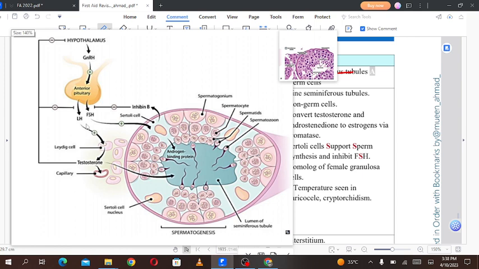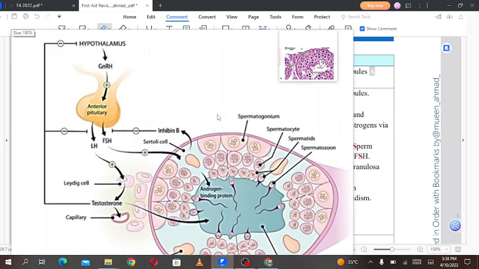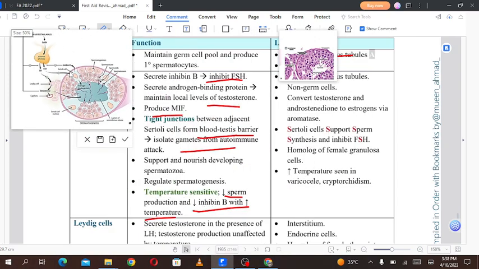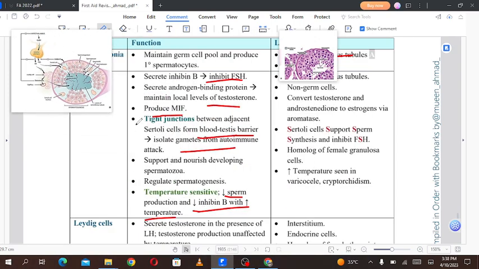Sertoli cells are responsible for nourishment of the spermatogonia, and they also provide the blood testis barrier for immunoprotection of the cells. Tight junctions between adjacent Sertoli cells form the blood testis barrier and isolate the gametes from autoimmune attack. They produce MIF and inhibin B, and they secrete androgen binding protein, which maintains the local level of testosterone. They support and nourish the developing spermatozoa, regulate spermatogenesis, and are temperature sensitive: sperm production and inhibin B decrease with increased temperature.